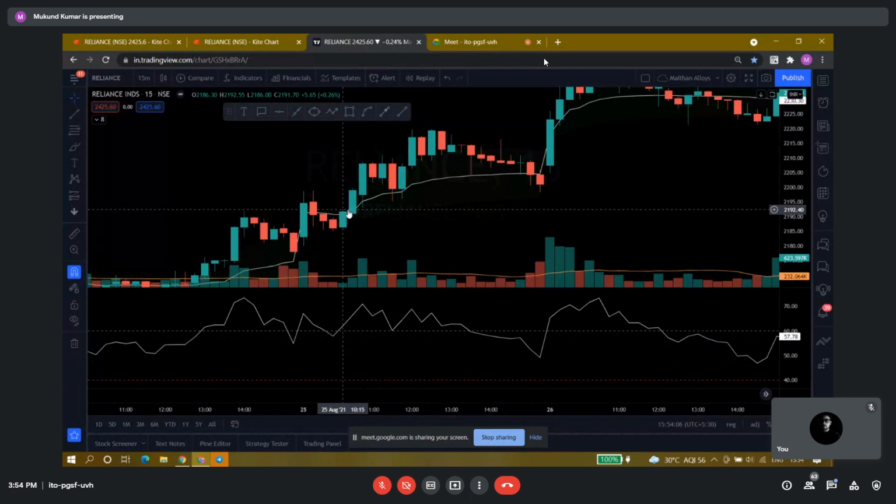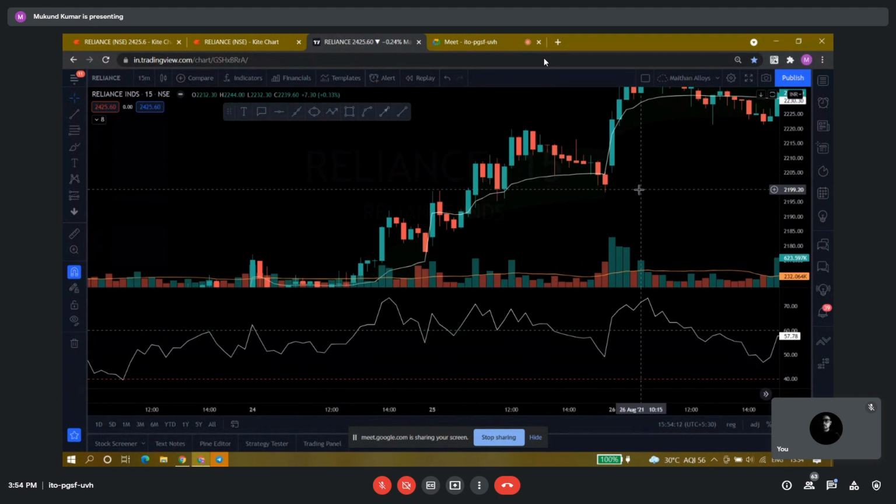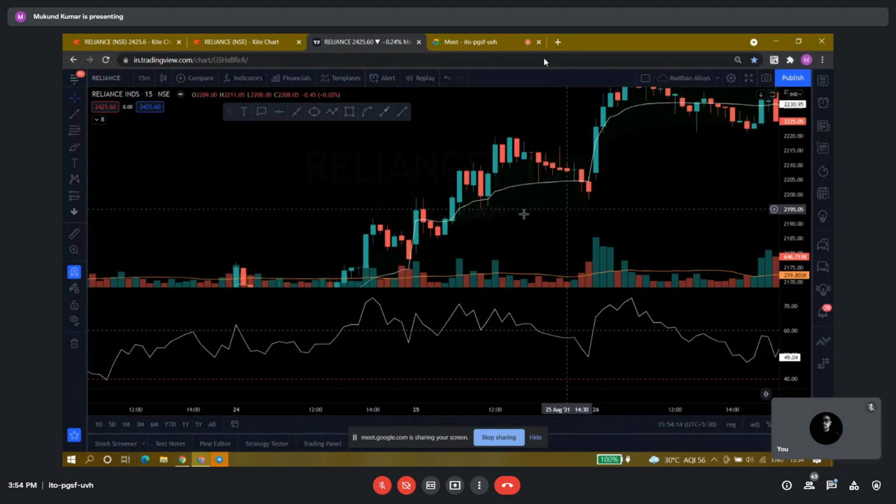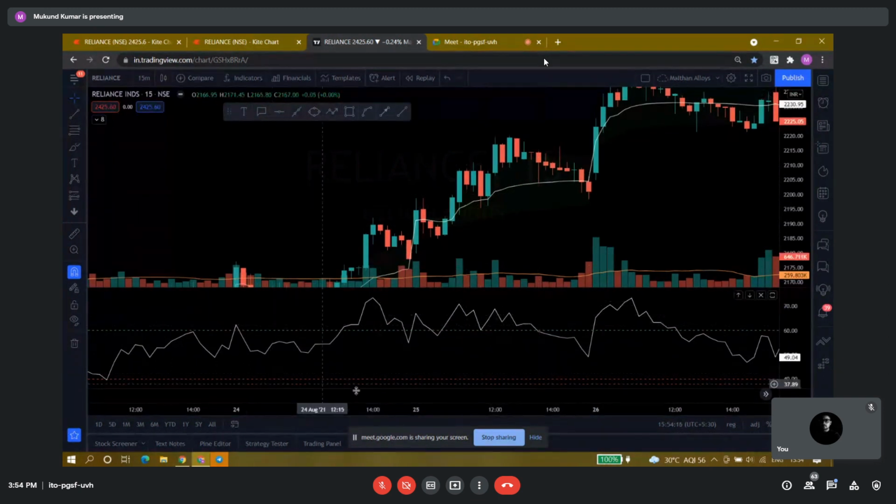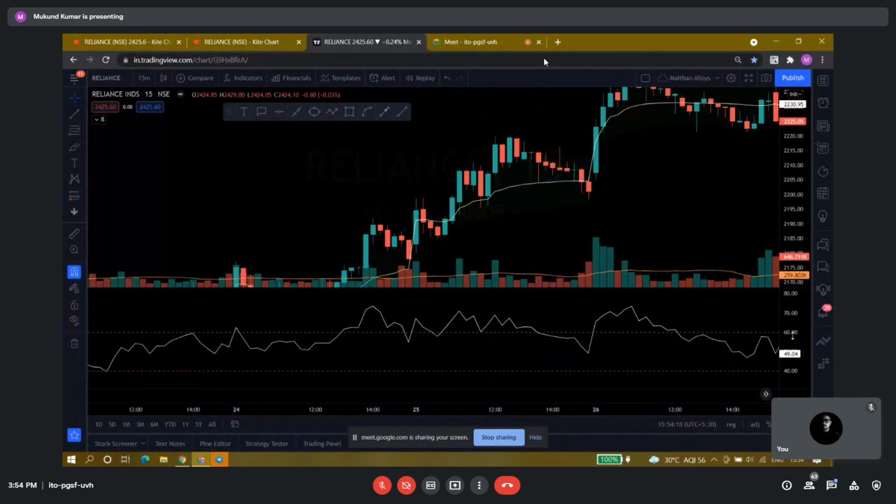The thing is, you have to follow your own risk reward: 1:2, 1:3, whatever you think. It's your own risk appetite, how you can design it. This is how you can take intraday setups using the RSI strategy. You have to combine 2-3 charts for added benefit, for added confirmation.